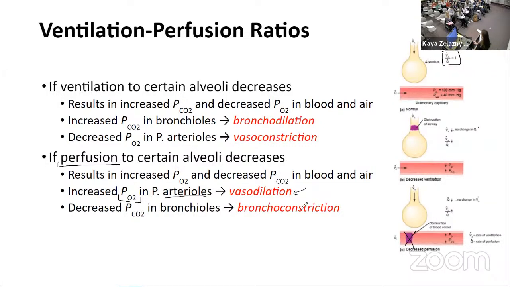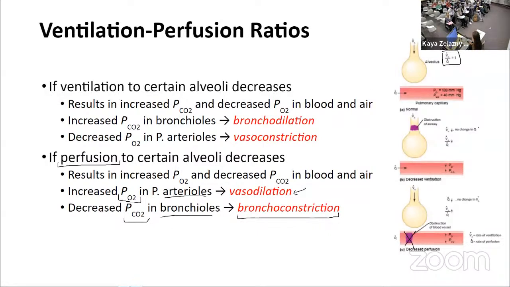And the other thing we can do is try and match it from the airway side. Our problem is that we don't have enough perfusion, we don't have enough blood flow, and we're trying to match airflow. So we can try to slow down that airflow to match. We would bronchoconstrict, make that radius smaller to slow down the airflow in the bronchioles. And that's a response to the partial pressure of carbon dioxide.